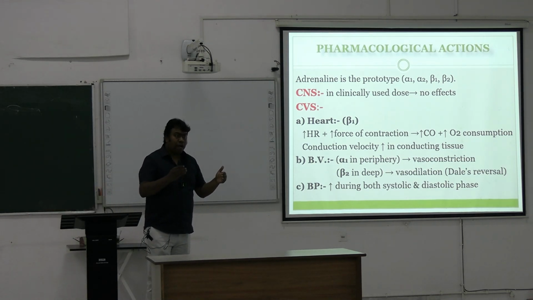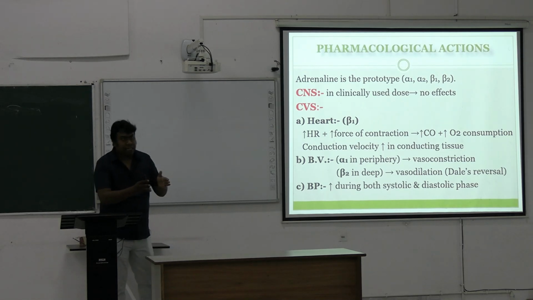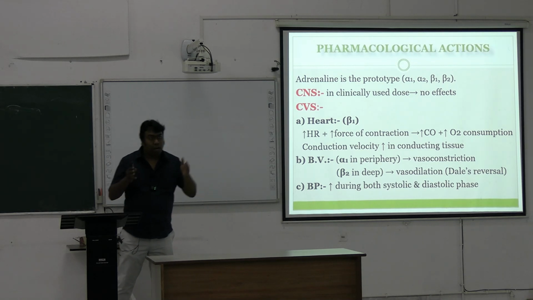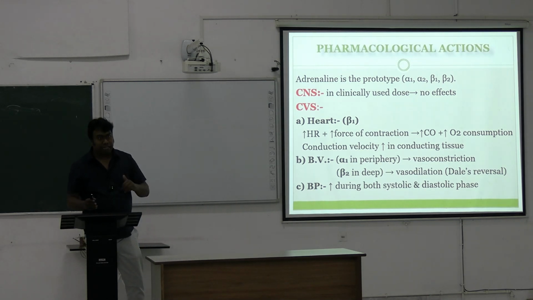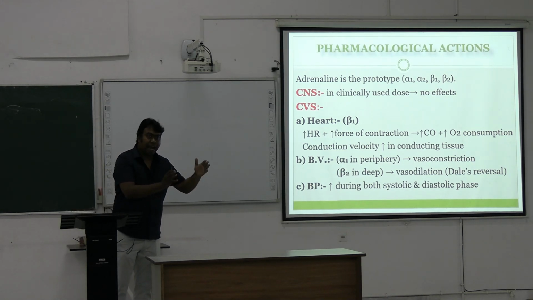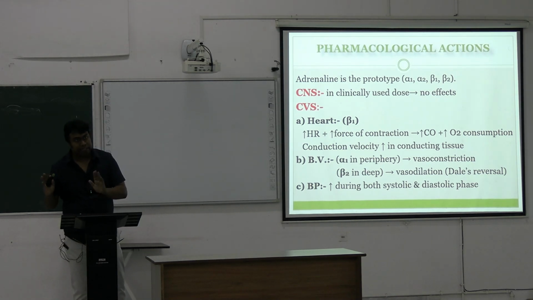Reversal means, normally if we give adrenaline, there is a rise of BP, but if a patient is pre-treated with an alpha blocker, there is a fall of BP. This is the reversal of the effect, and this phenomenon is demonstrated only by adrenaline, not by noradrenaline. So by this phenomenon we can differentiate adrenaline from noradrenaline. Clear?